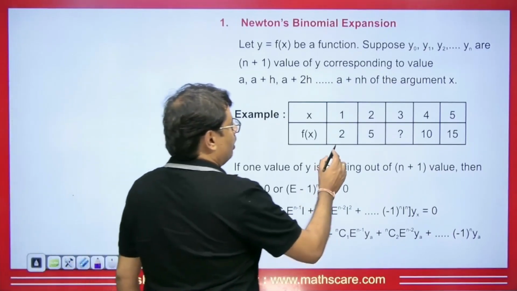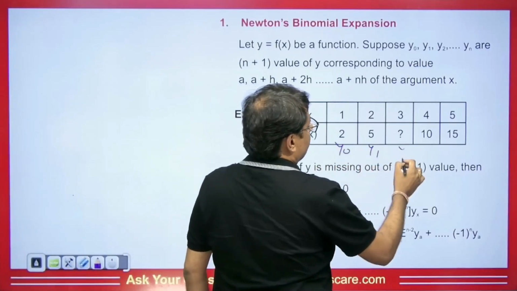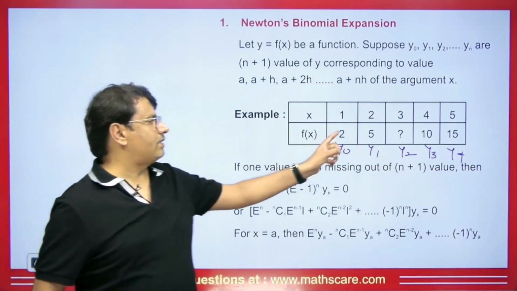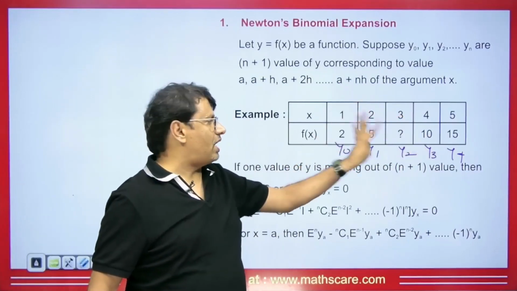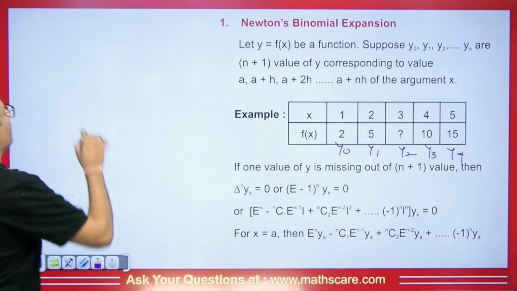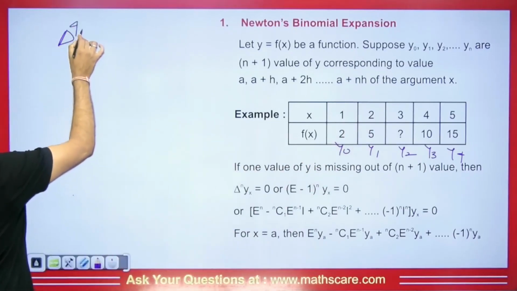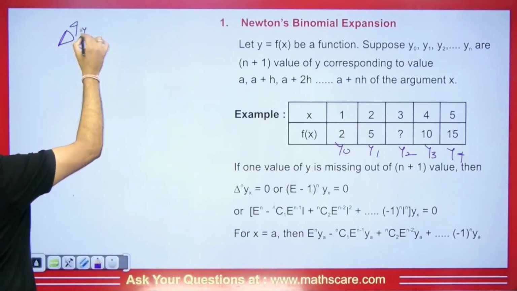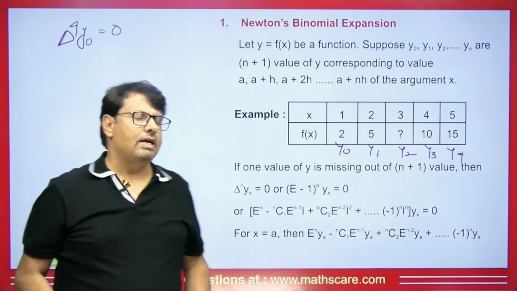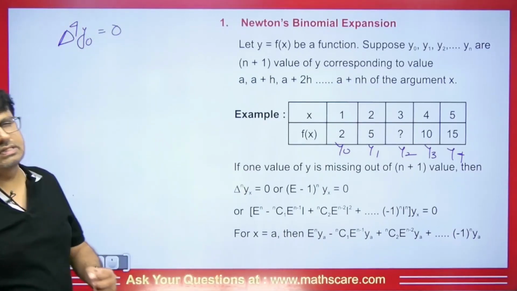So we will call these y0, y1, y2, y3 and y4. How many values do we have here, students? We have 4 given corresponding to 5, and 1 is missing, right? So we will apply del 4 for as many as given. We will put del 4 and take y0, and we will set its value to 0, because whatever value we get here, we will set it to 0.